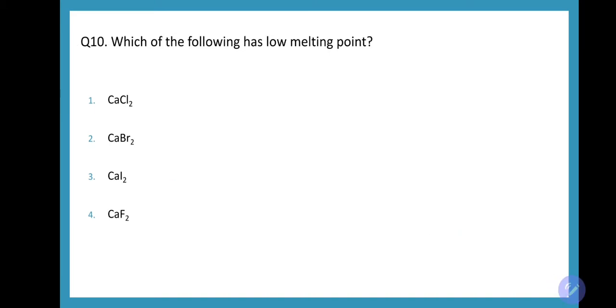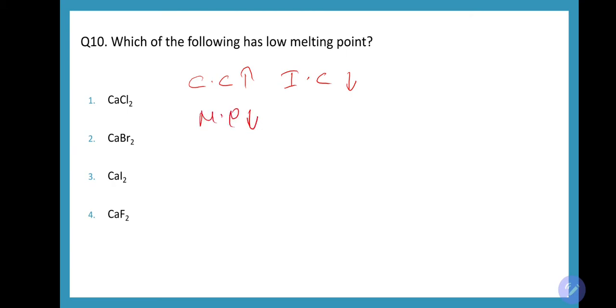Our 10th question is: which of the following has low melting point? That is CaCl2, CaBr2, CaI2, CaF2. Now here the only thing which is differing is the halogen. We have seen that when a halogen is bonded to any of the alkaline earth metals, it gives covalent character. The covalent character in the compound increases as the ionic character decreases, so the melting point will also decrease.